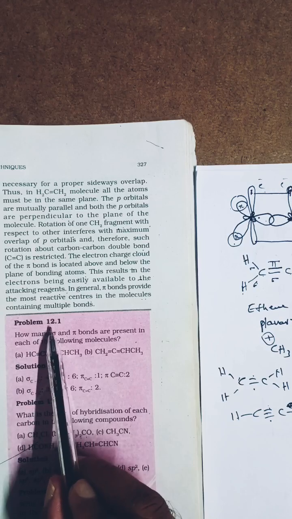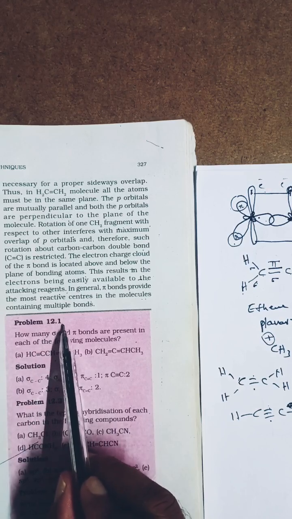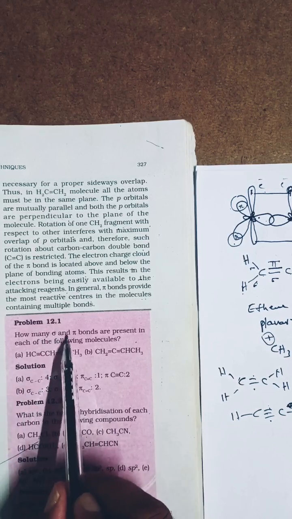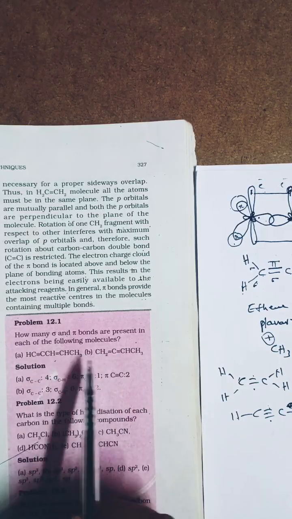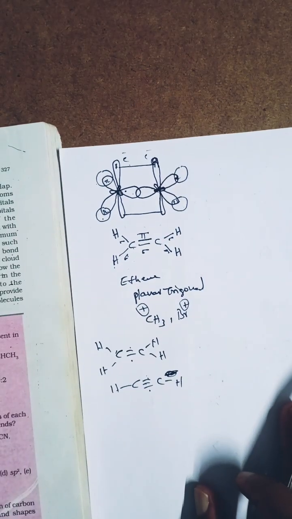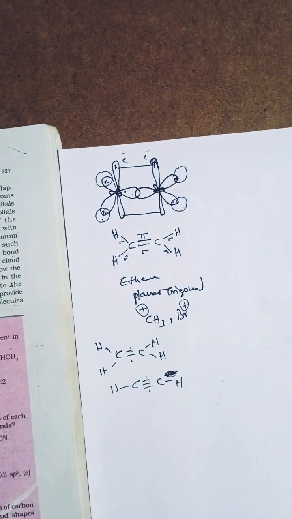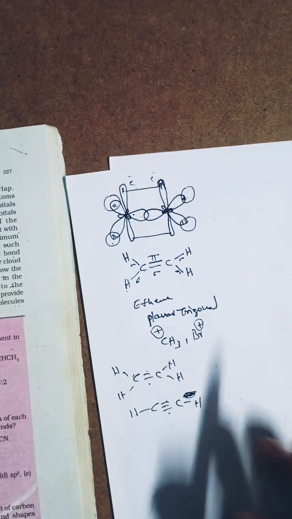12.1: 12th is the chapter name, one is the question number. How many sigma and pi bonds are present in each of the following molecules? Here two molecules are given. Let us see how many sigma and pi bonds are available. I am writing those molecule structures here.